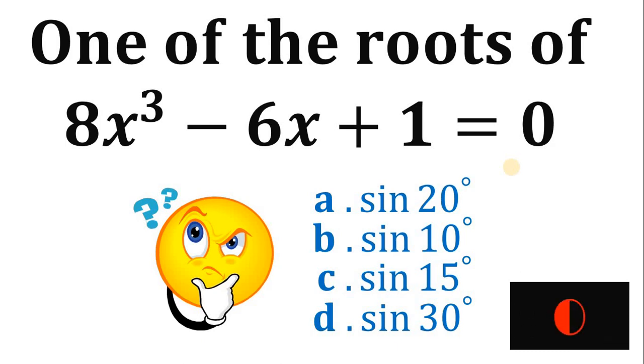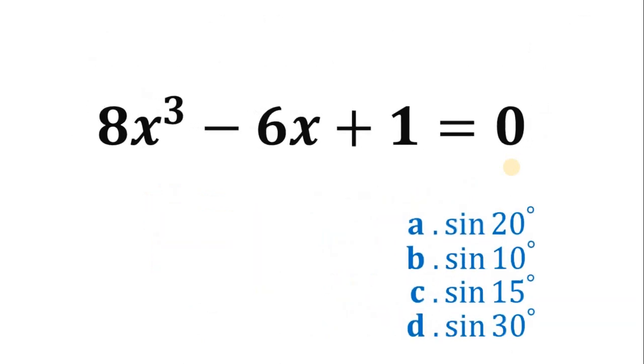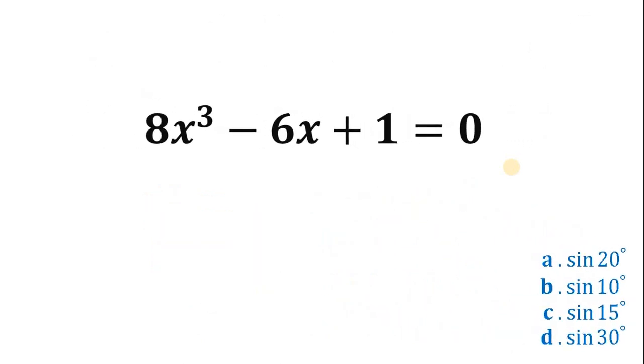Now, let's answer this question together. So, one of the roots of this equation 8x cubed minus 6x plus 1 equals 0 is one of these choices: sine 20 degrees, sine 10 degrees, sine 15 degrees, or sine 30 degrees. Now, take note that one of the roots is one of these choices. Therefore, to get the answer, what we're going to do here is to replace this x by sine theta.